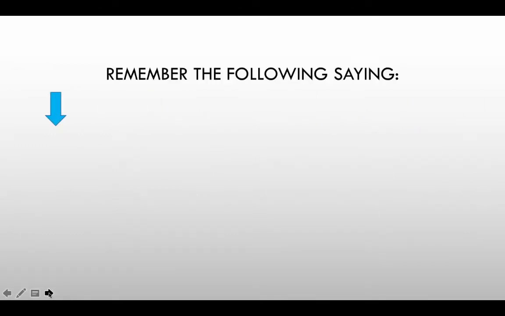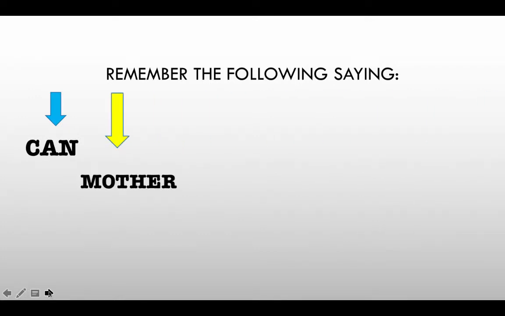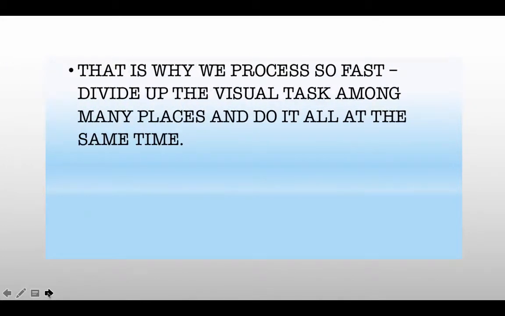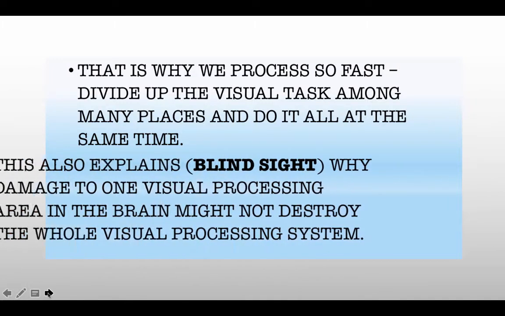So remember the following saying: can mother fix dinner? Each letter, the first letter of the word, represents one of the aspects of parallel processing: color, motion, form, and depth. So a little mnemonic device to help you remember that a visual scene is broken up at least into the simple features of color, separate from motion, separate from form, separate from depth. This explains why we can process a visual scene so fast, because we can do many things at once.